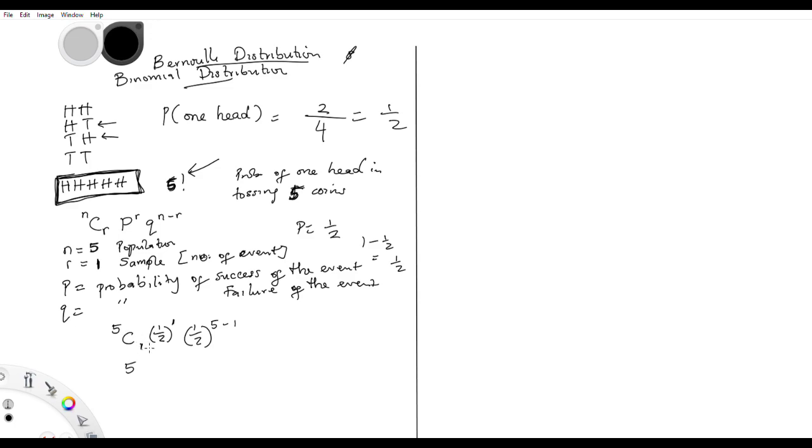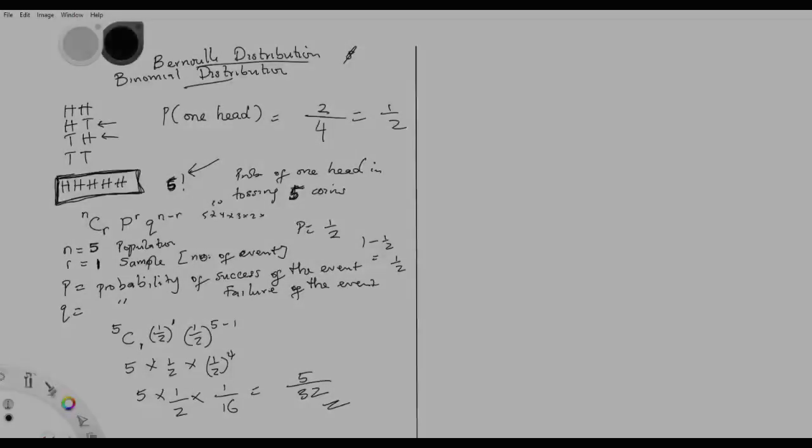Then 5 combination 1 is 5 times 1 over 2 times 1 over 2 raised to the power of 4. So whatever you get here is definitely the answer. 5 out of 32. So imagine we are to write this, we'd be writing out like 32 samples. 5 times 4 times 3 times 2 times 1. 20 is even more than 32. This one must have been broken down.